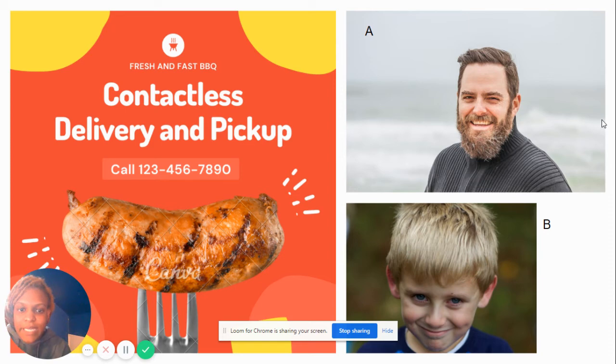So let's look at a couple of designs. So we have this one here for Fresh and Fast Barbecue. So between A and B, who most likely is the target audience? And I just want you to think about that, because there's no right or wrong answers. It's just what comes to your mind first. And that is what you should be doing when you're creating your designs, creating something that you know when somebody sees it, they automatically know this is something for me.